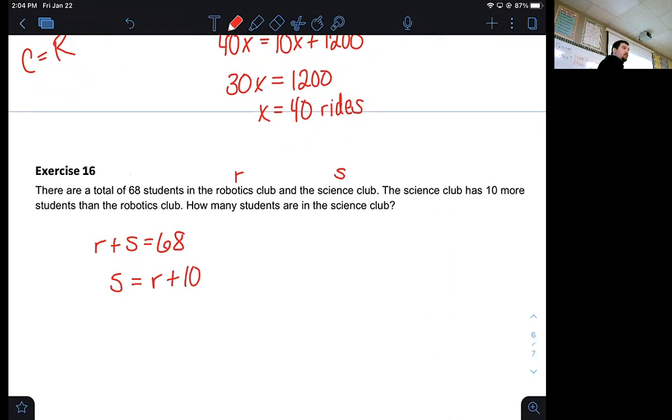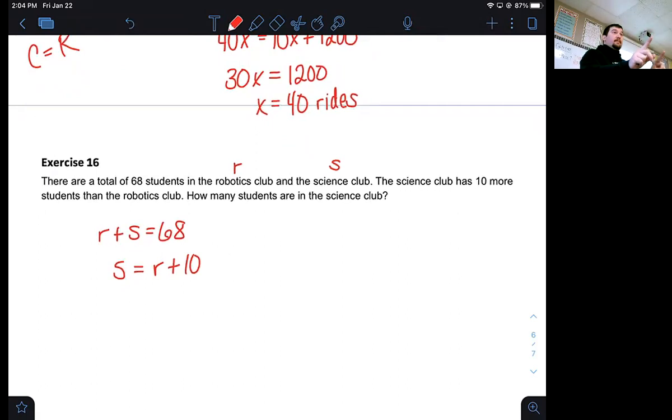Now, would you use substitution or elimination here? I'd use substitution, it's already plugged in, but you could move the R and make it a negative R, and then you could eliminate. So you could do either one. That would make it easier because the S is the same.